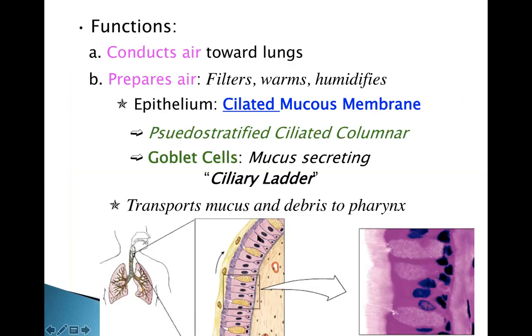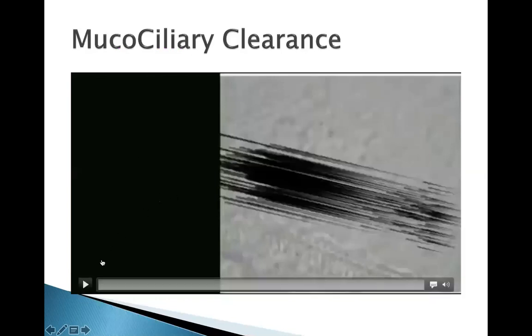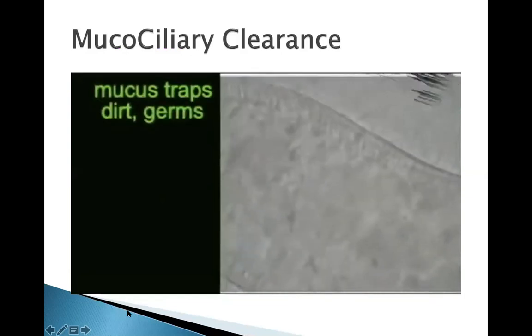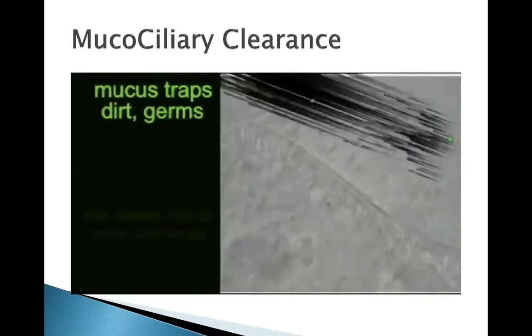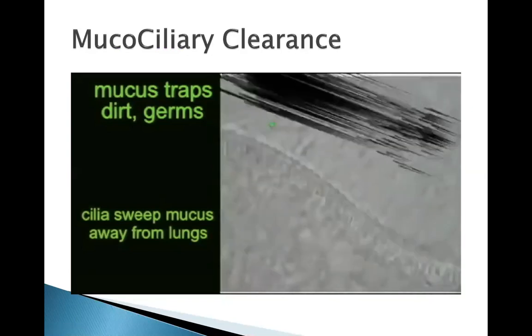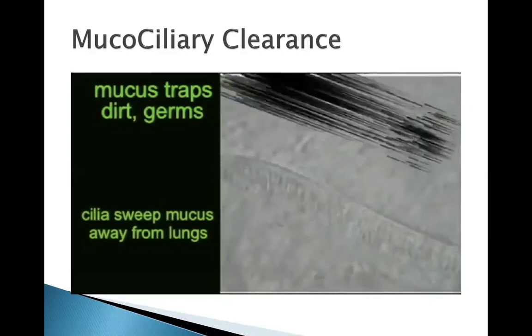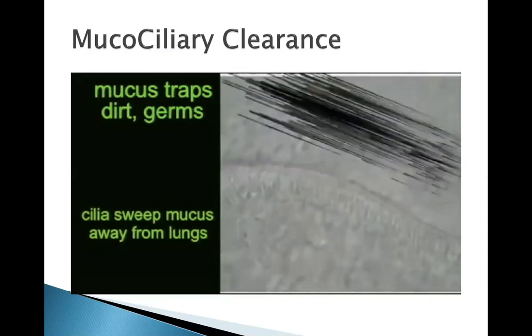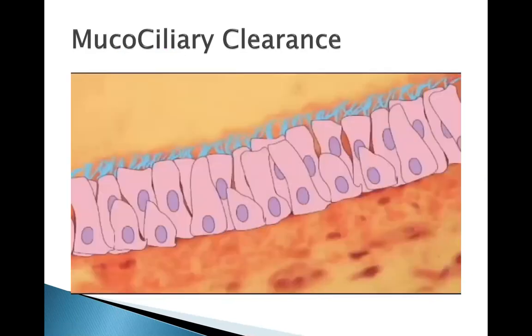All right, so this is a quick video showing you mucociliary clearance. We breathe in a number of substances which we would prefer did not enter our lungs. Dust, dirt, soot, etc., in addition to viral particles and bacteria. These substances get caught in mucus, which lines the nasal cavity, the pharynx, and the trachea. And the cilia, which lines the upper portions of the respiratory tract, then sweep this mucus which has bacteria, dirt, etc., towards the throat.